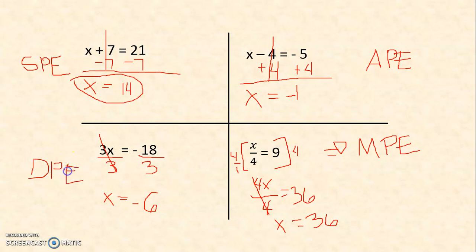Okay? So again, the first example illustrates the subtraction property of equality. The second one illustrates the addition property of equality. The third one illustrates the division property of equality. And the fourth one illustrates the multiplication property of equality.